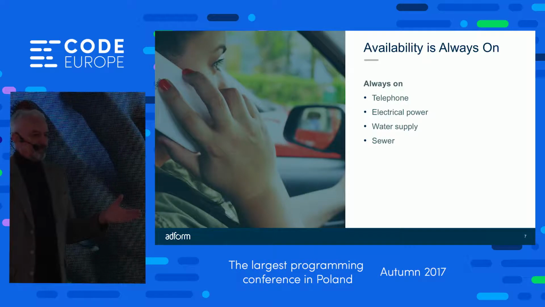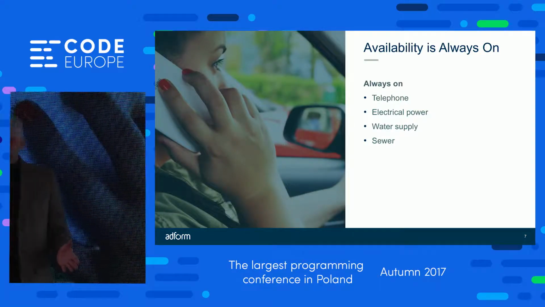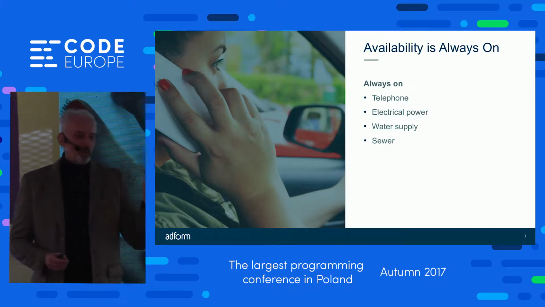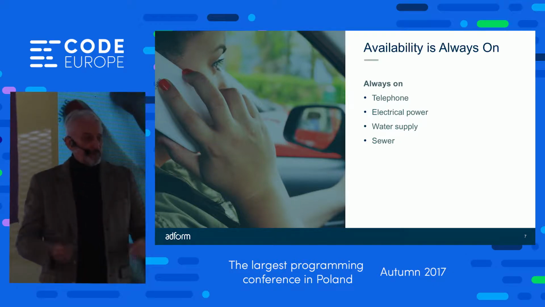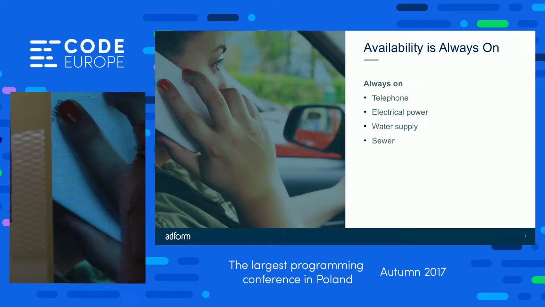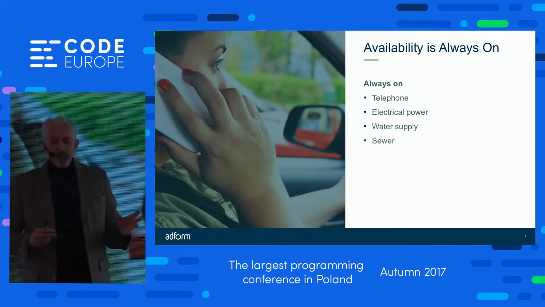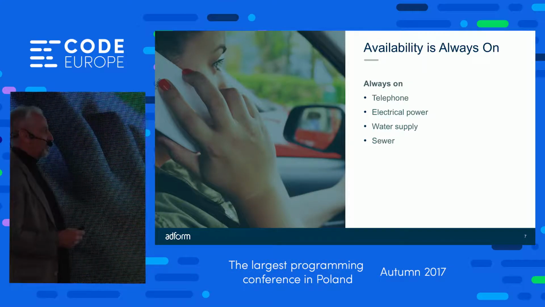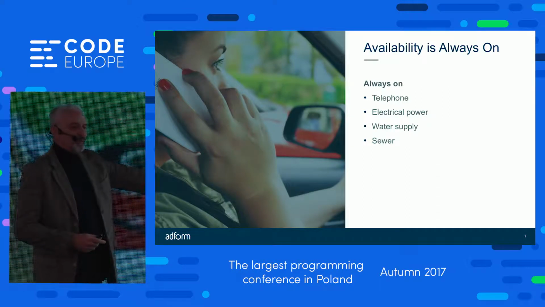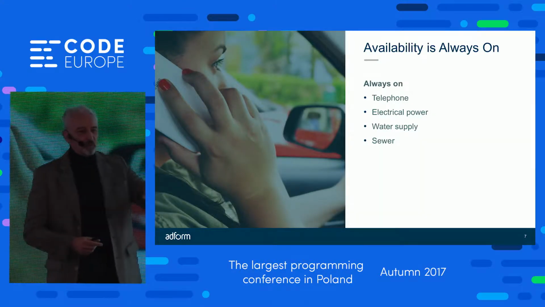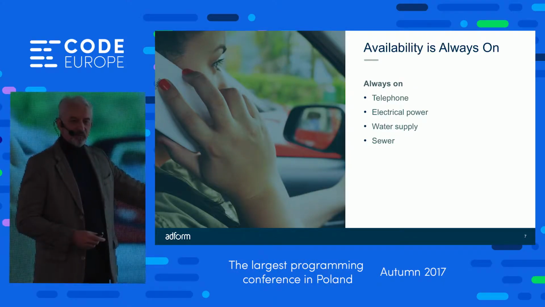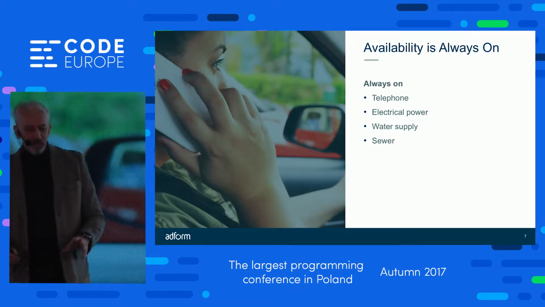So what's availability? Availability is always on. In the old days, before there was mobile phones, you used to pick up the telephone and there was always dial tone there. It was always there, regardless of the time of day or the number of people using it. So we think of that like the telephone. We like to have electrical power all the time. When you turn on that switch, you want the power to be available. These two are quite important. When you turn on the tap in your bathroom or your kitchen, you would like some water to come out of it. And when you flush your toilet, you would like that stuff to go away.